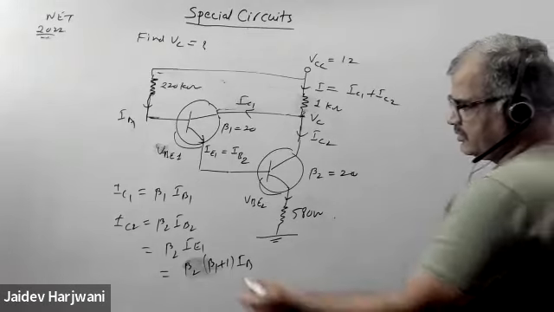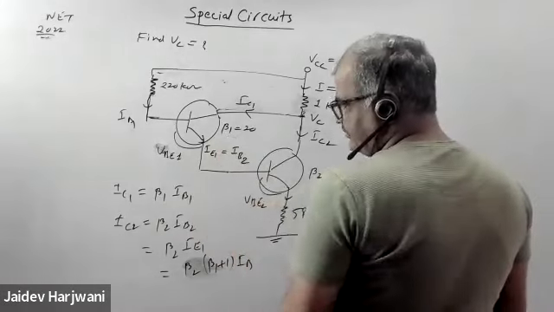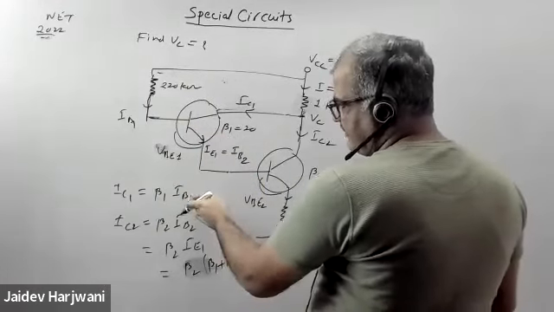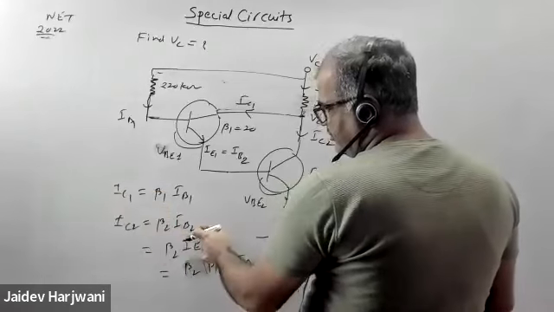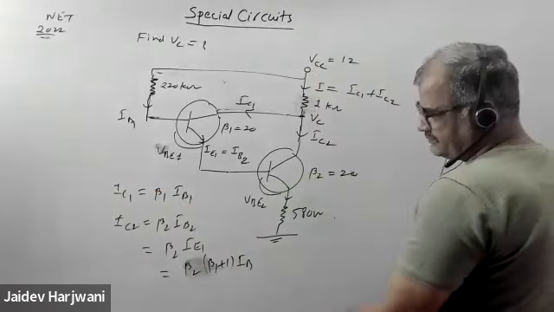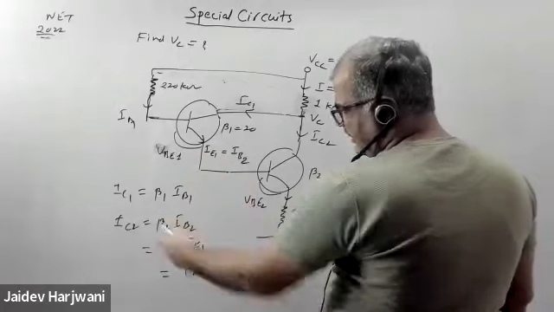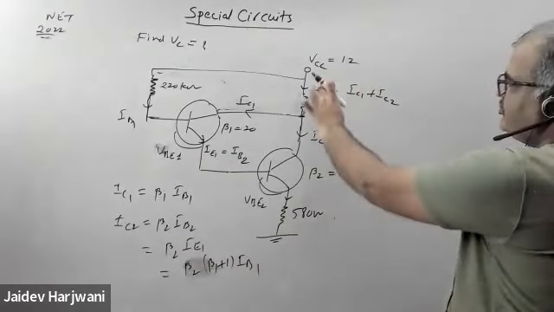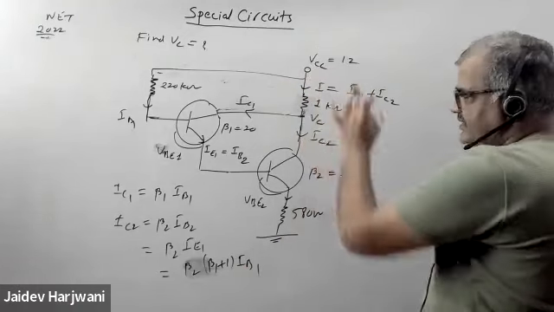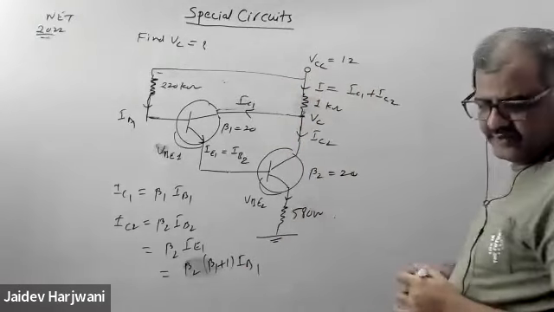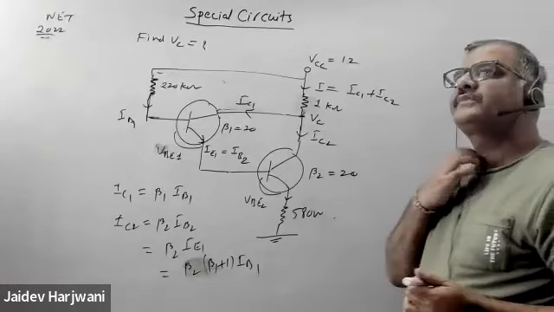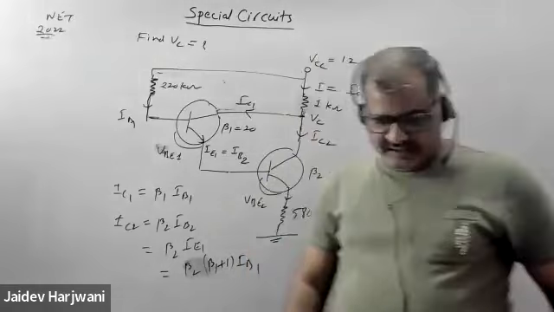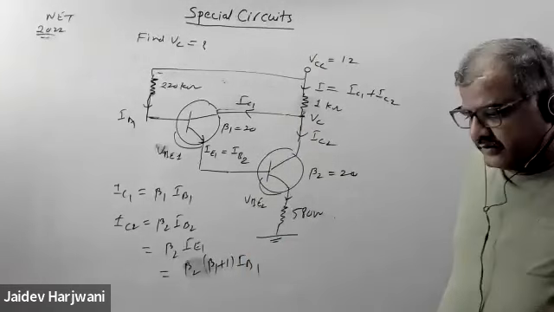So beta 1 is given to you. You find IB in the circuit. Find IB1 first. Once you know IB1, you know IC1. Then once you know this one, you can calculate IC2 with this formula. And once you know IC1 and IC2, you will find I, then the voltage drop will be known, and you will find voltage VC. So if this question is clear, otherwise ask again.